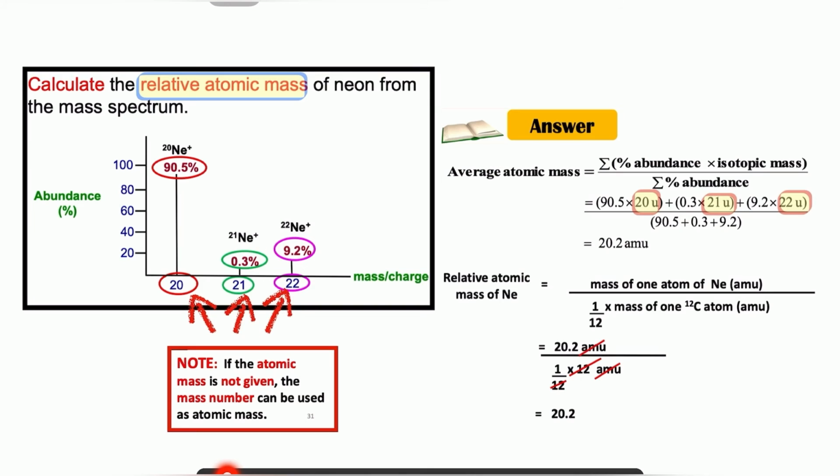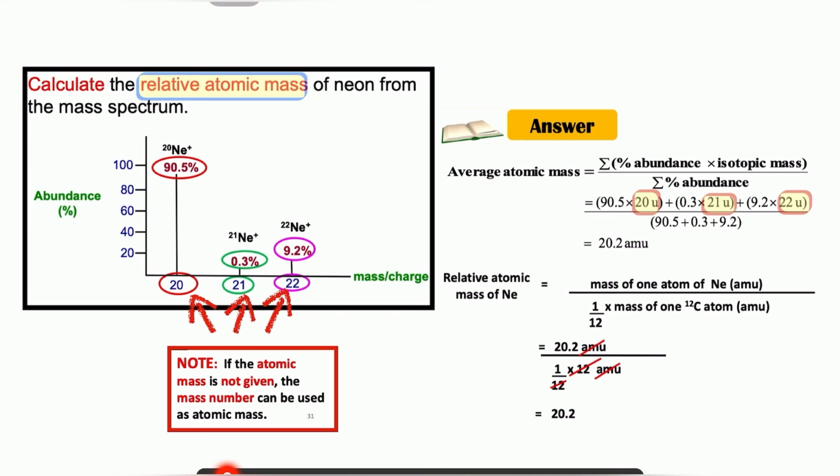Calculate the relative atomic mass of neon from the mass spectrum. From the mass spectrum, you can see it gives you the abundances in percentage, and it has 3 isotopes: neon 20, 21, and 22 with their abundances. First, because you need to calculate the relative atomic mass, you need to calculate the average atomic mass, by using this formula, the percentage abundance times its isotopic mass that you get from the mass spectrum. If the atomic mass is not given, you can use this number. Then the average atomic mass is 20.2 AMU.